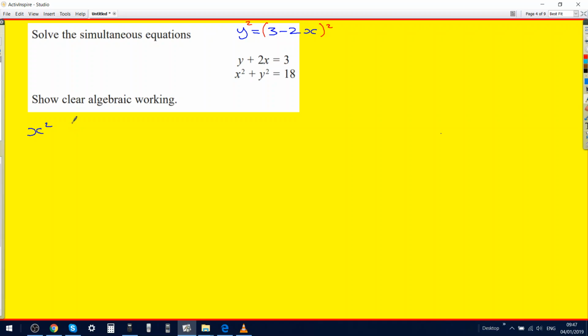No. So y squared is equal to 3 minus 2x squared. So instead of having y squared here, you can sub that in there because they're the same. Yes, and so now you've gone from having 2 equations with 2 unknowns to having just 1 equation with 1 unknown, so you can solve that. Yeah.